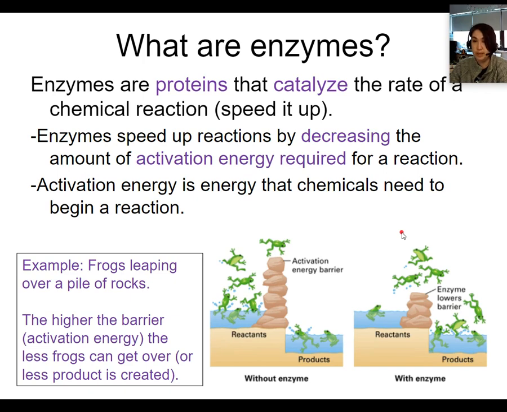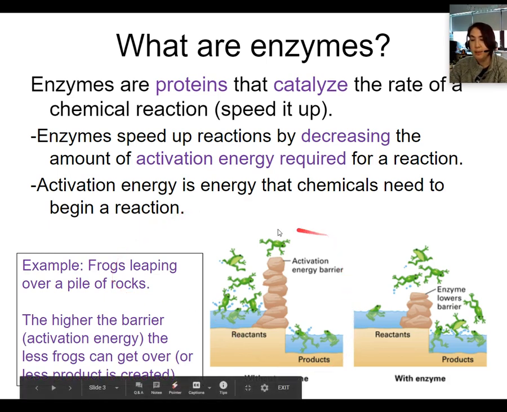Enzymes are proteins, so one of our biomolecules, that catalyze the rate of a chemical reaction. And to catalyze something is to speed it up. Enzymes speed up reactions by decreasing the amount of activation energy required for a reaction. Activation energy is the energy that chemicals need in order to begin the reaction. You have to put a certain amount of energy into a system in order for the chemical reaction to occur.